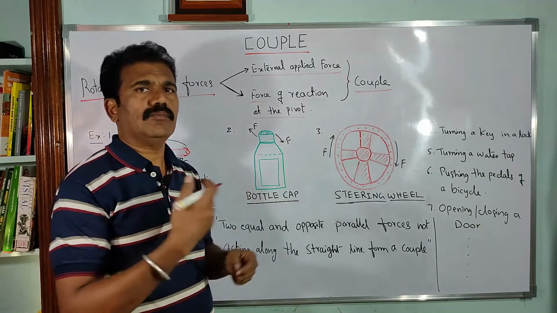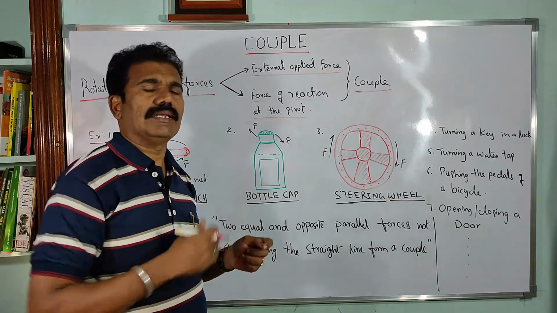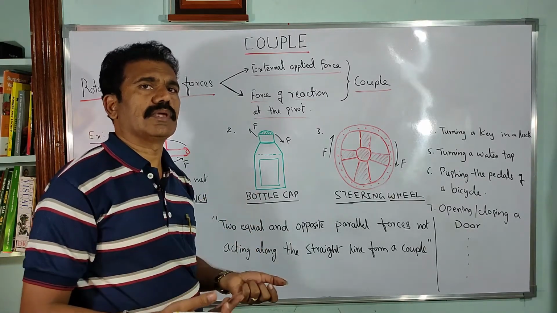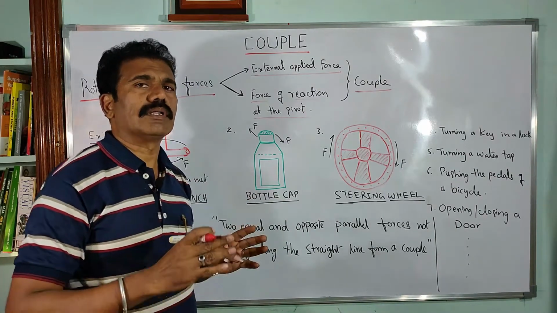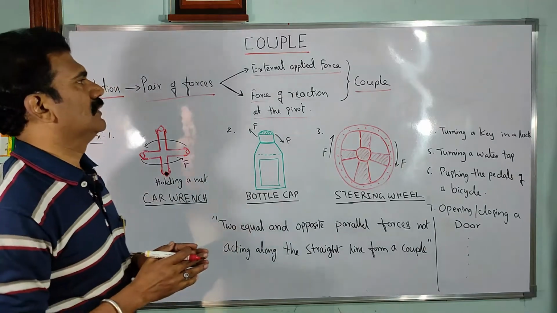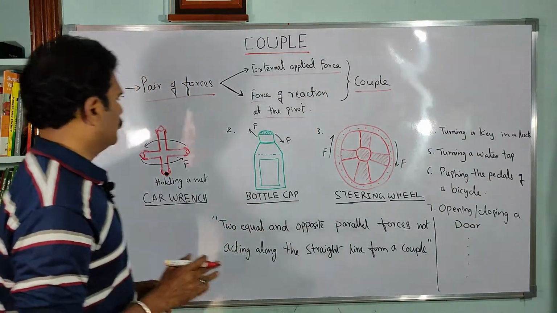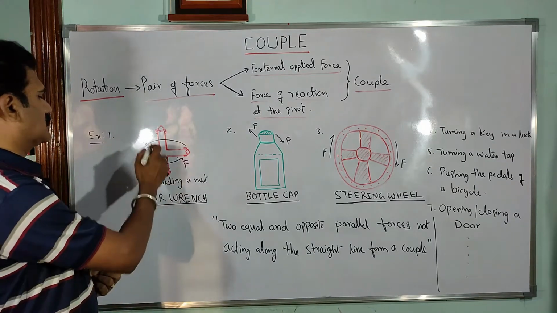But in fact, to rotate any body you can even apply two external forces, so that the body is made to rotate about the pivot. Such examples constitute the couple. Now look at these examples to understand the concept of couple. This is the first example.